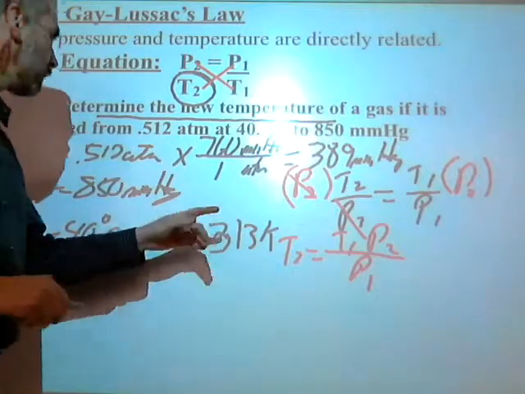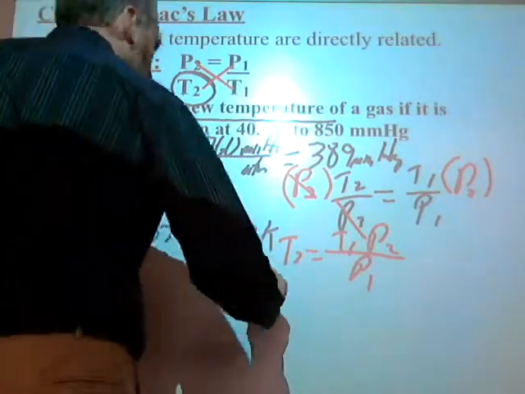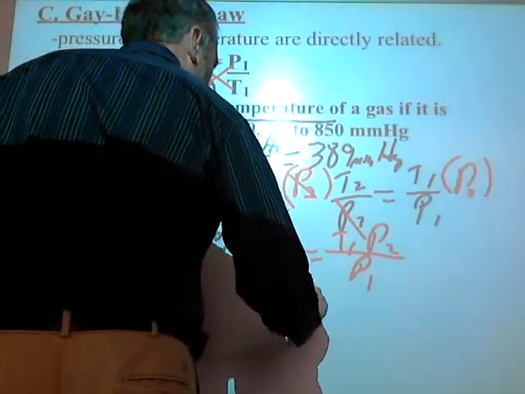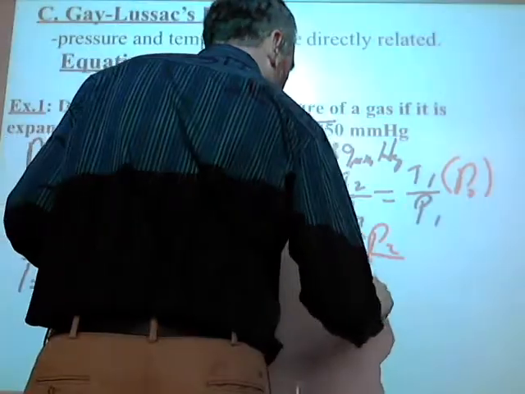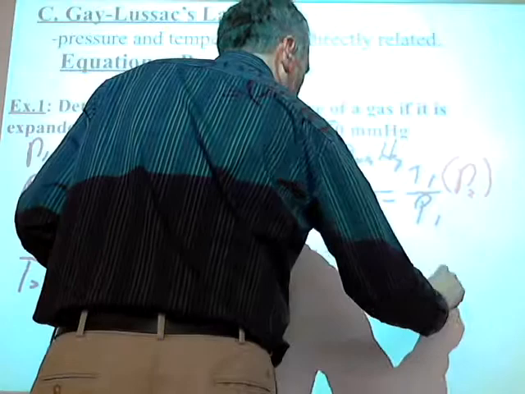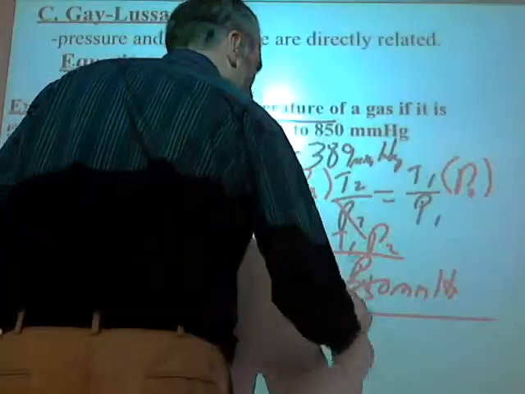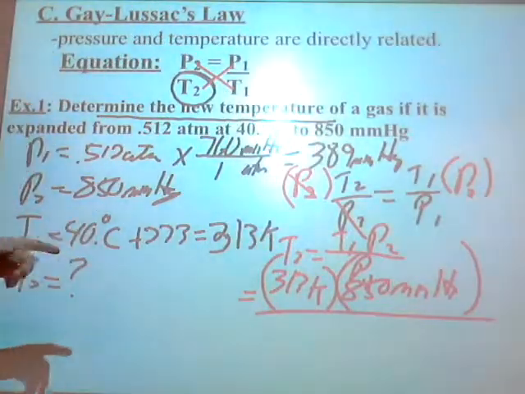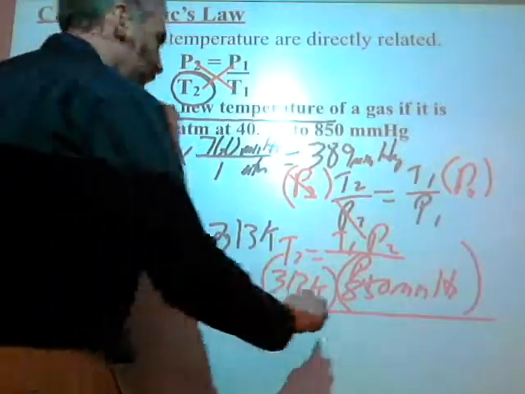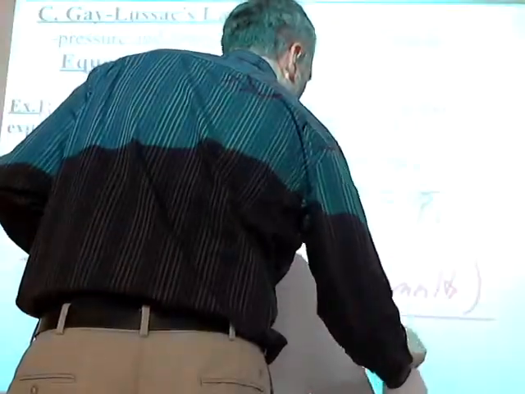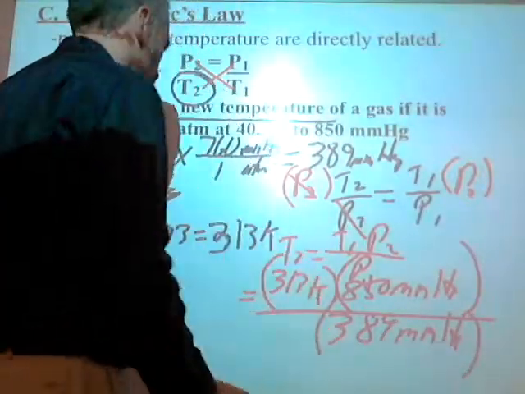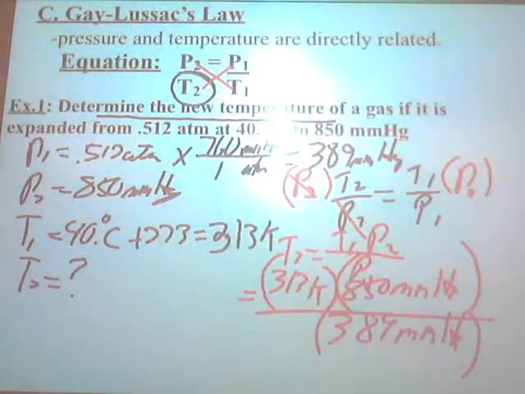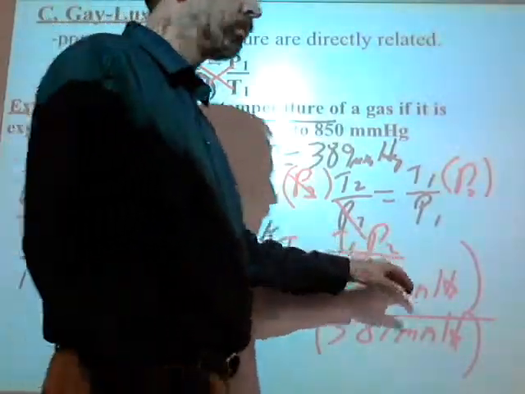Now I plug my numbers in. My T1, my initial temperature is 313 Kelvin. My P2 is 850 millimeters of mercury. And my P1 is 389 millimeters of mercury. What do I get when I plug all those in there? Him times him divided by him.